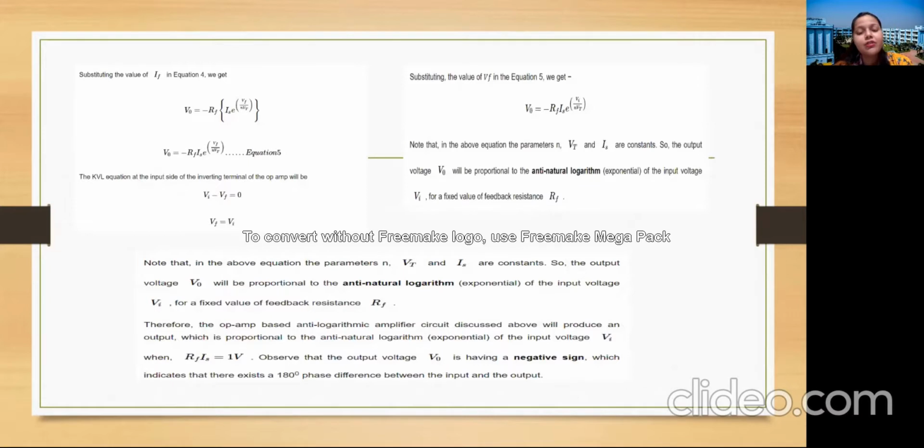So an anti-logarithmic amplifier and a logarithmic amplifier both are used to perform the mathematical operations of log and anti-log, and this can be easily designed by using an op-amp. The external element that we need to design an anti-log or logarithmic amplifier is a diode.